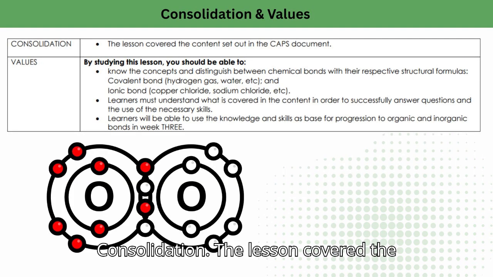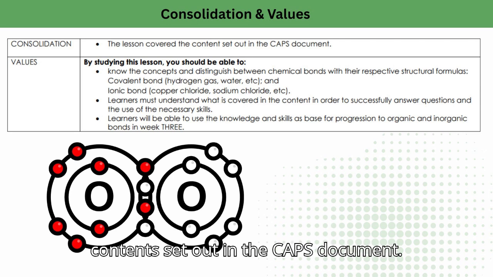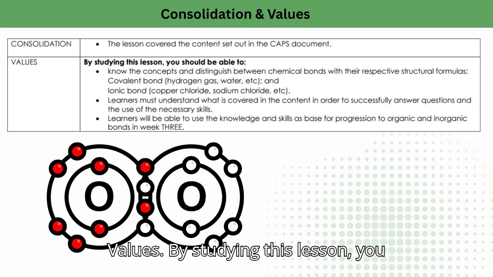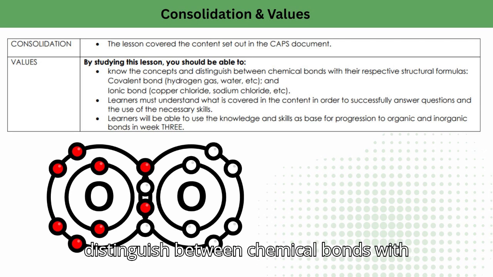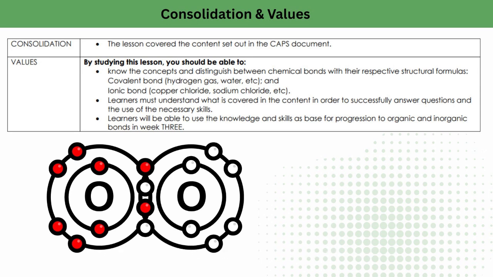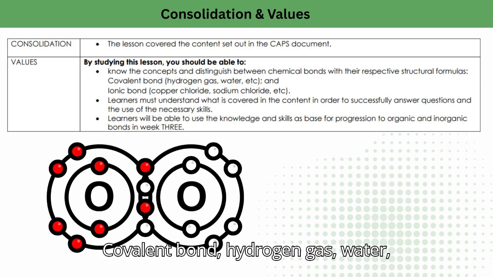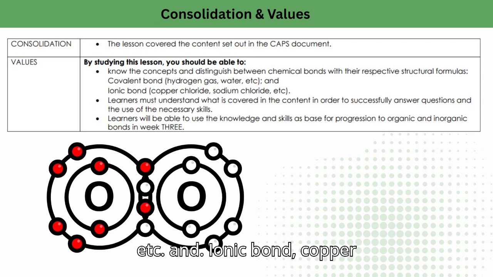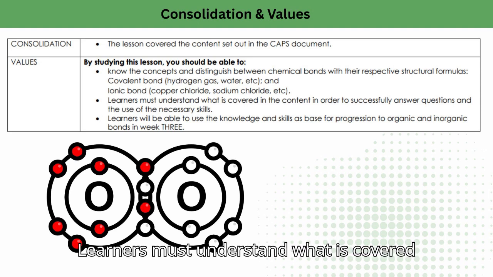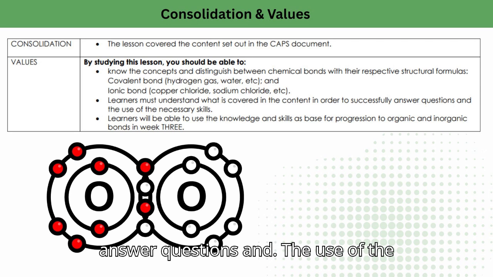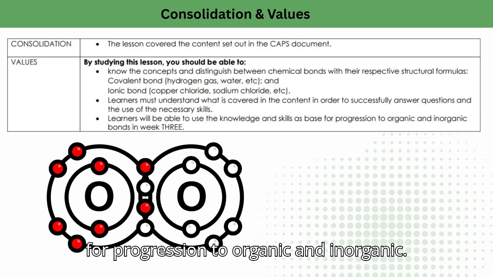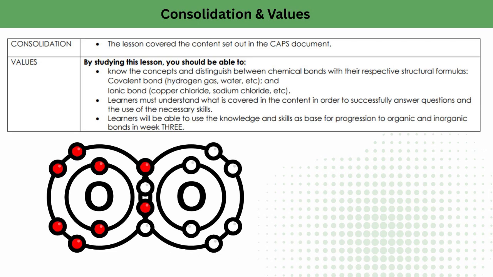Consolidation. The lesson covered the content set out in the KEPS document. Values. By studying this lesson, you should be able to know the concepts and distinguish between chemical bonds with their respective structural formulas: covalent bond, hydrogen gas, water, etc., and ionic bond, copper chloride, sodium chloride, etc. Learners must understand what is covered in the content in order to successfully answer questions and use the necessary skills. Learners will be able to use the knowledge and skills as a base for progression to organic and inorganic bonds in week 3.